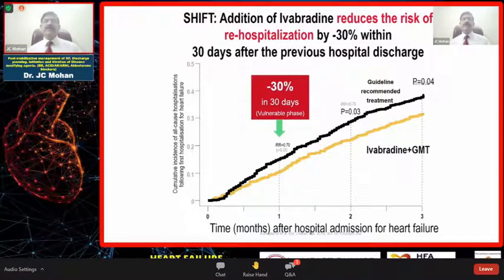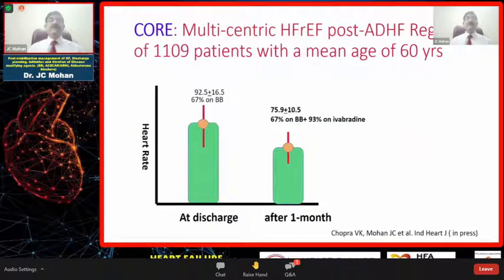tolerated, because the data suggests that the 30-day rehospitalization was reduced by nearly 30% by use of ivabradine. Actually, we in India have conducted a study which is under publication.